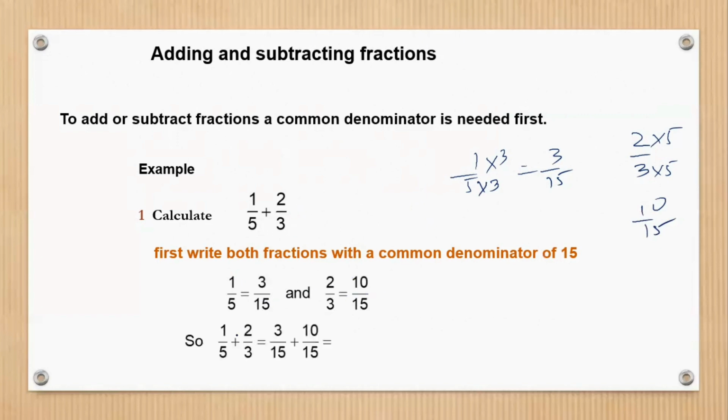And then we add. So in place of 1 by 5, now we write 3 by 15. In place of 2 by 3, we write 10 by 15. When the denominators are the same, we just write the denominator once and we add the numerators. So 3 plus 10, that is how we get 3 by 15 plus 10 by 15 as 13 by 15. Okay.